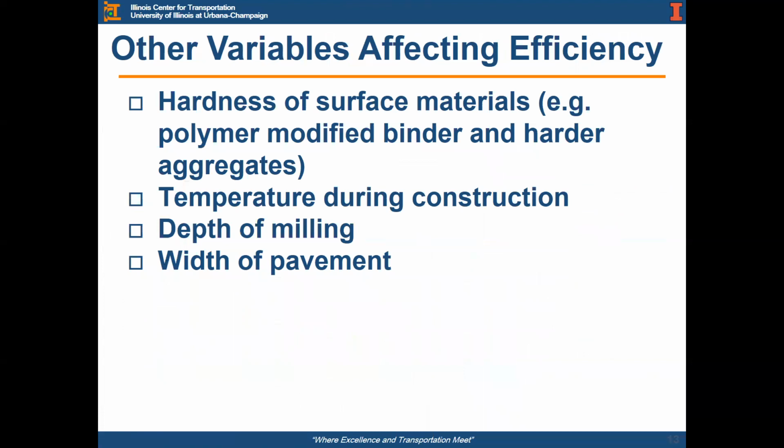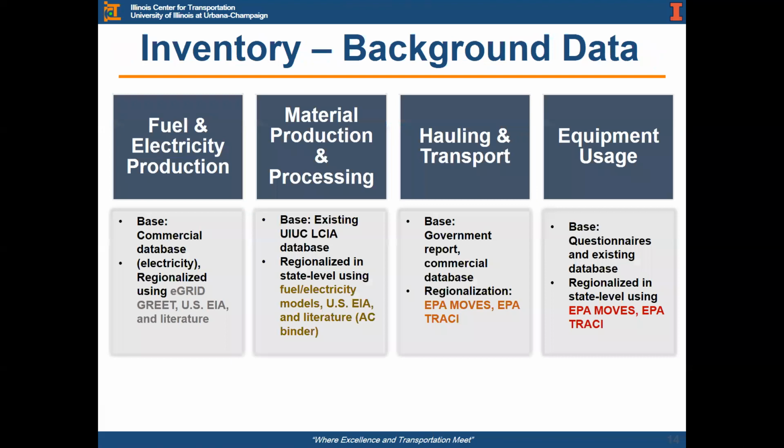These factors were defined based on the data analysis that we conducted, and confirmed through the communication that we had with the contractors that we collected the data from. And later on, we're going to see in the case study the impact of some of the variables. For the life cycle inventory, we developed a regionalized life cycle inventory model for fuel and electricity production, material production and processing, hauling and transportation, and equipment usage.